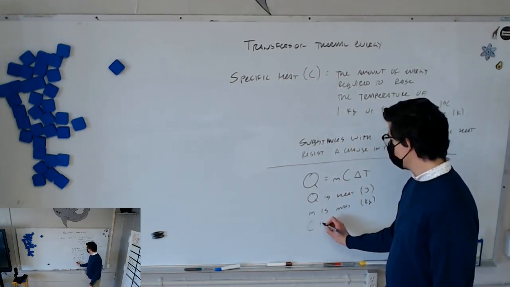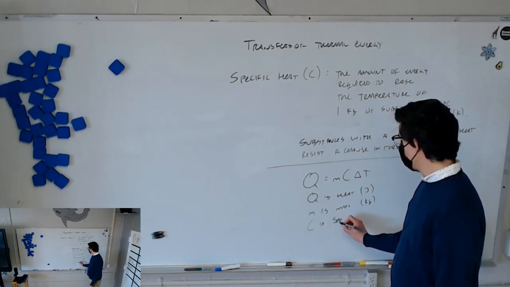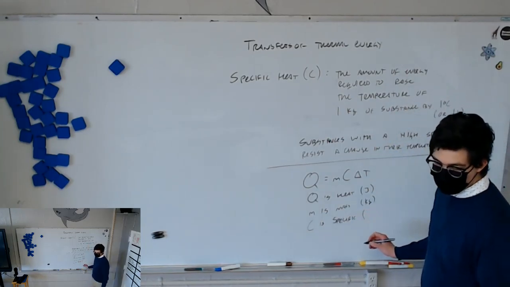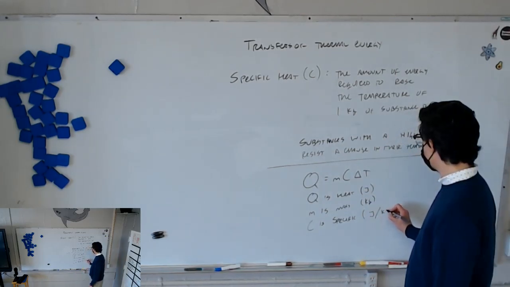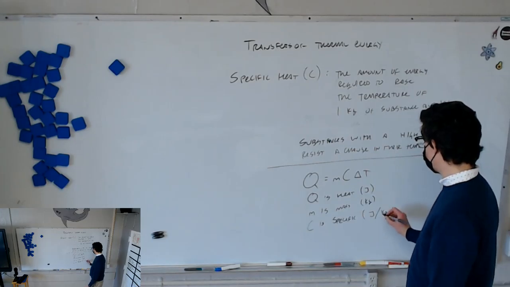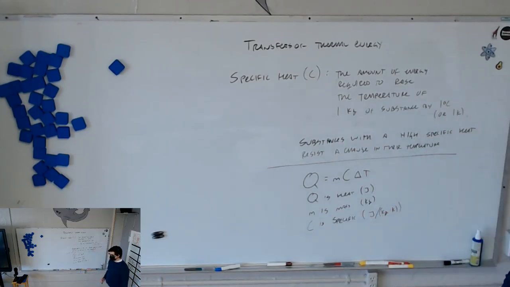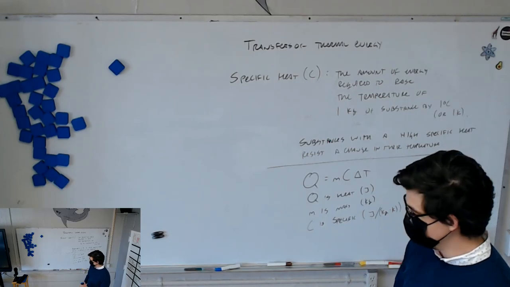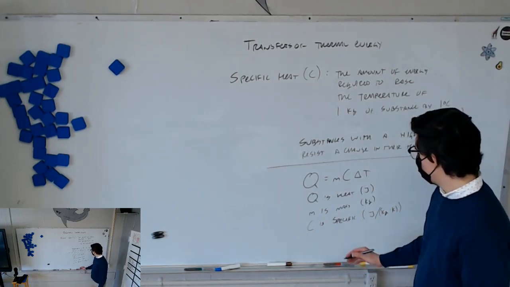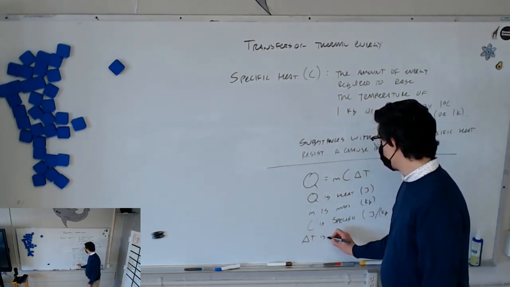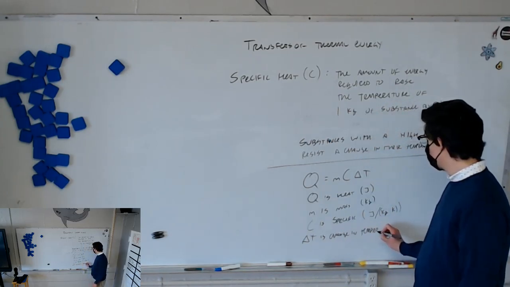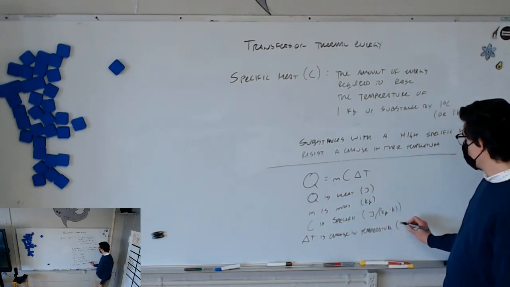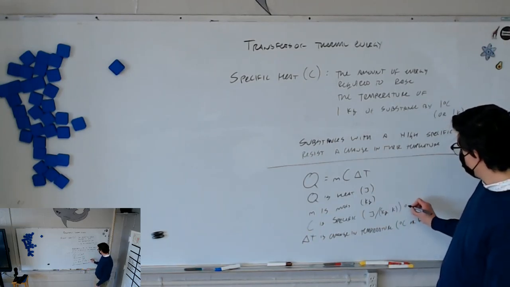Capital C is what? Specific heat. And we didn't write down the unit earlier, but the unit for specific heat is joule per kilogram Kelvin, or joule per kilogram degree Celsius. It doesn't make any difference. And then delta T is what? Change in temperature. And temperature can be measured in degrees Celsius or Kelvins.